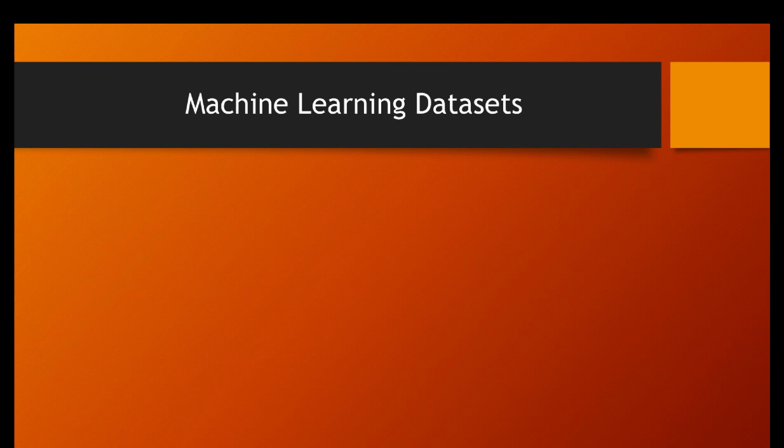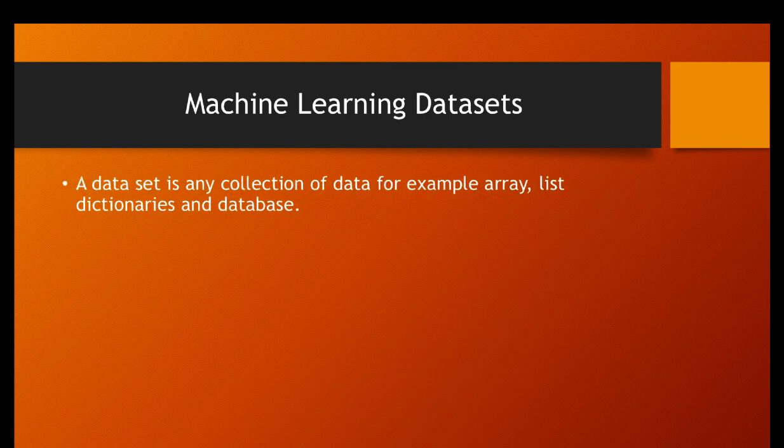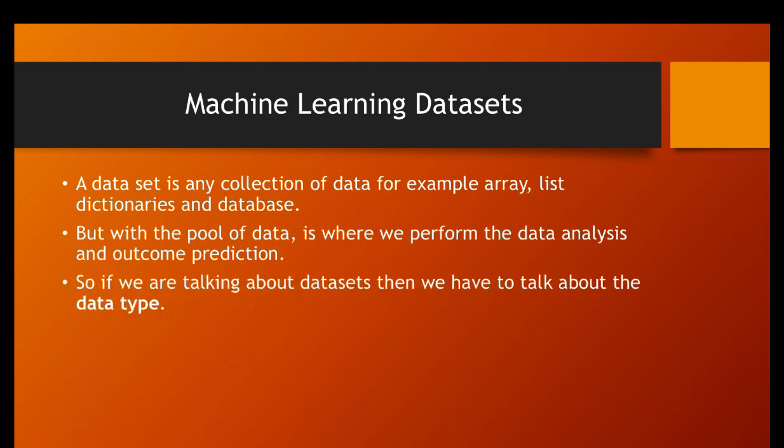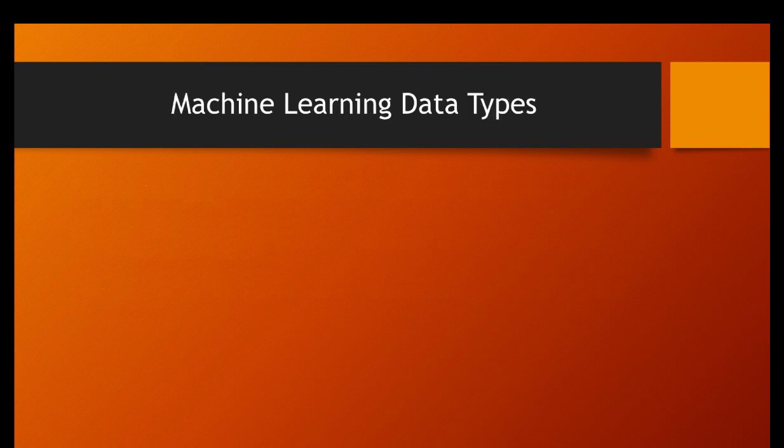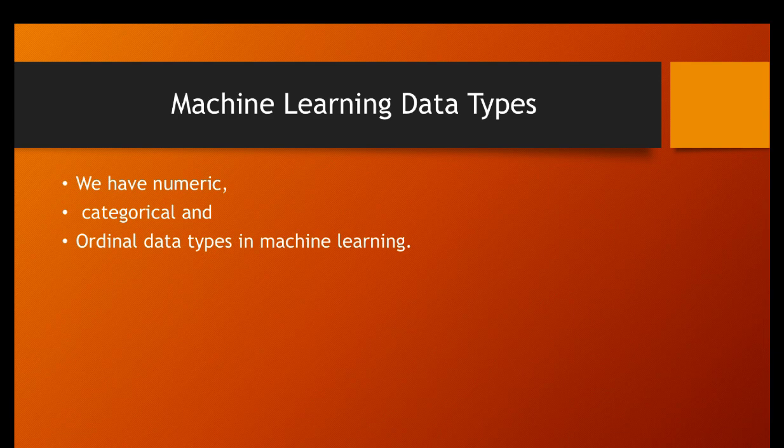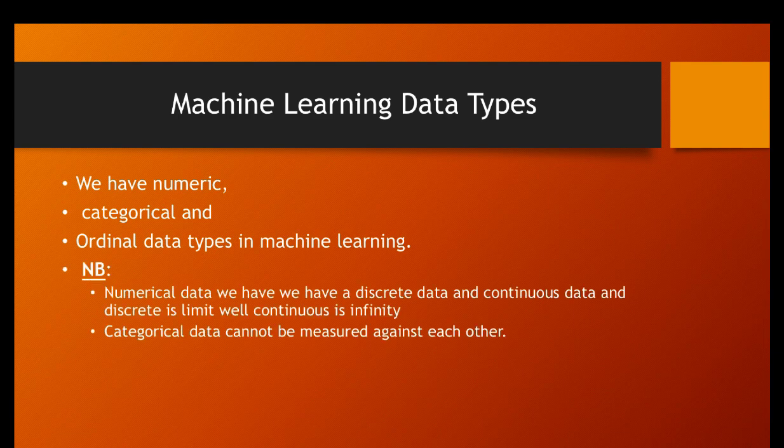Okay, machine learning dataset. A dataset is any collection of data, for example, array, list, dictionary, and database. If we are to talk about dataset, then we have to talk also about the data types. In machine learning, we have numeric data type, we have categorical data type, and ordinal data type. Numerical data type is where we have discrete data and continuous data. Categorical data cannot be measured against each other.